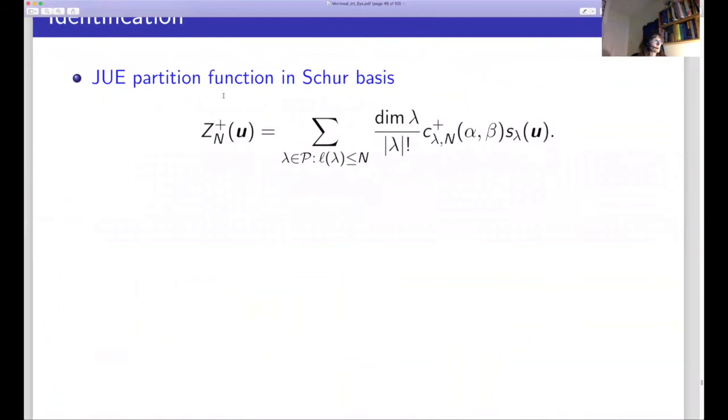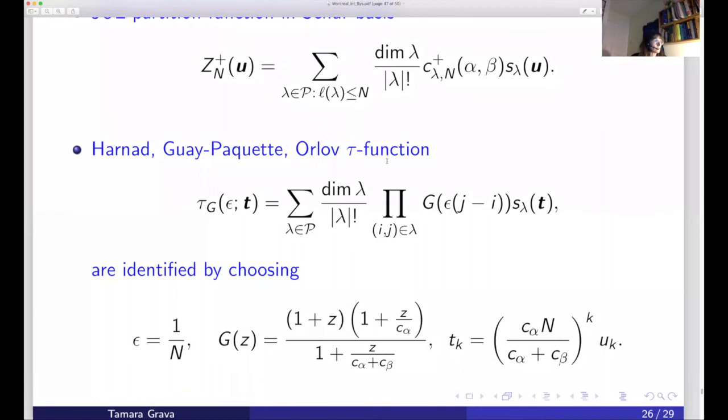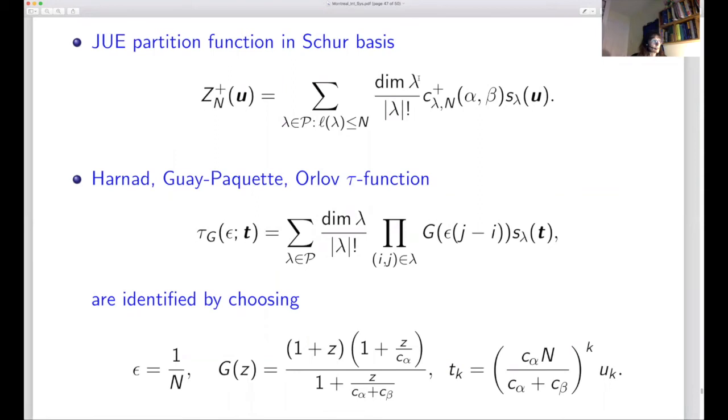So let me go to the identification maybe. So this is what we get, for example, for Jacobi with positive times. And this is the formula of John, Guy Paquet, and Orlov. So you see, we have the S here, the dimension here, and so we have this C and this G. So we need to identify.